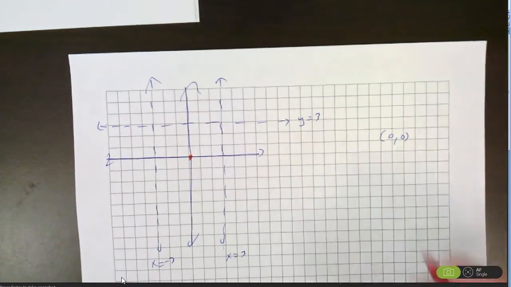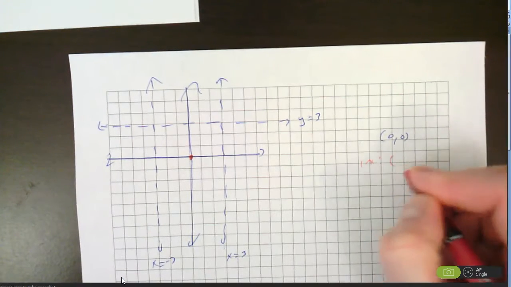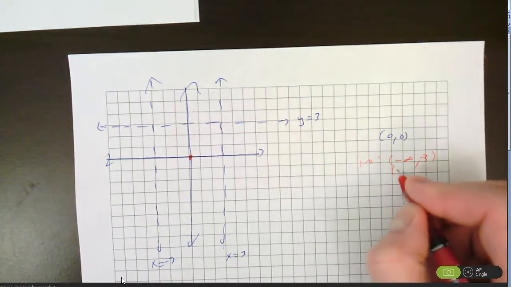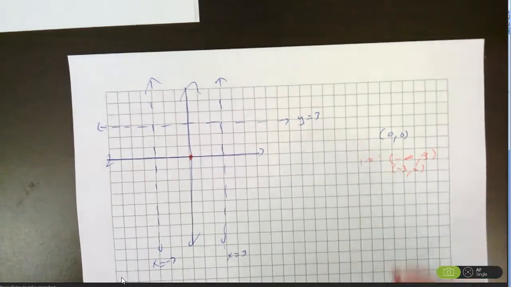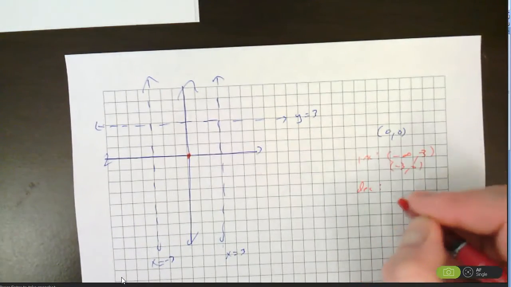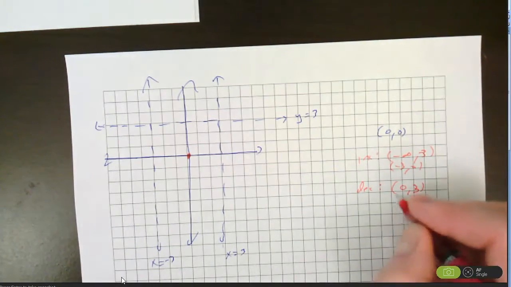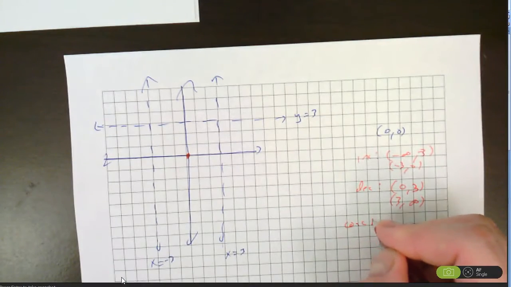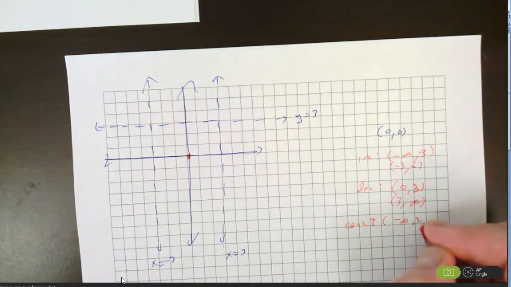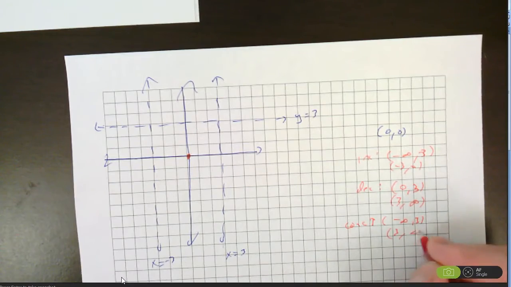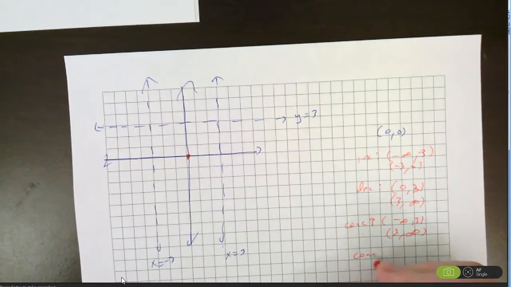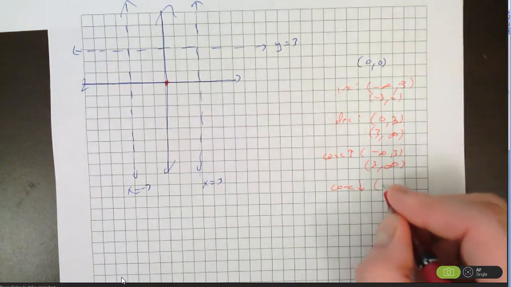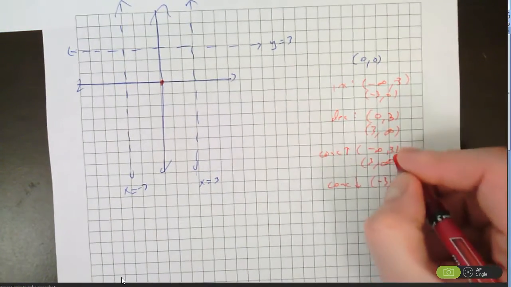Okay. But I did know that it was increasing from negative infinity to negative 3, and then from negative 3 to 0. And I knew it was decreasing from 0 to 3 and from 3 to infinity. And then I also knew it was concave up from negative infinity to negative 3 and from 3 to infinity, and then concave down from negative 3 to 3.